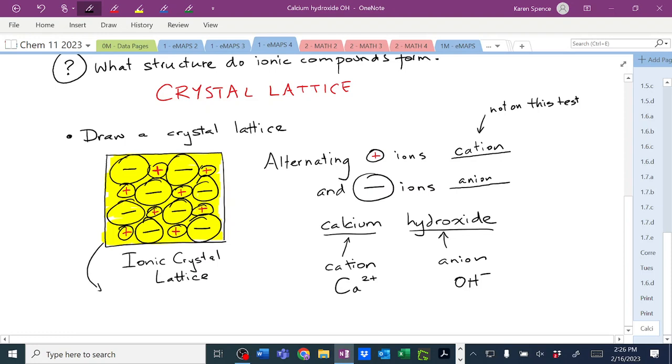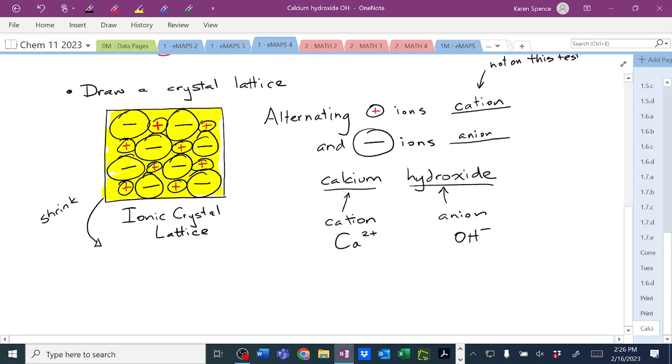And we are going to shrink it so that it is more manageable to draw, and we can draw many of them and put them in a beaker. So it's now going to become a tiny little square. You can imagine within that tiny little square, there's tiny little positive, negative, positive, negative. So there is our ionic crystal lattice, both up above and down below.